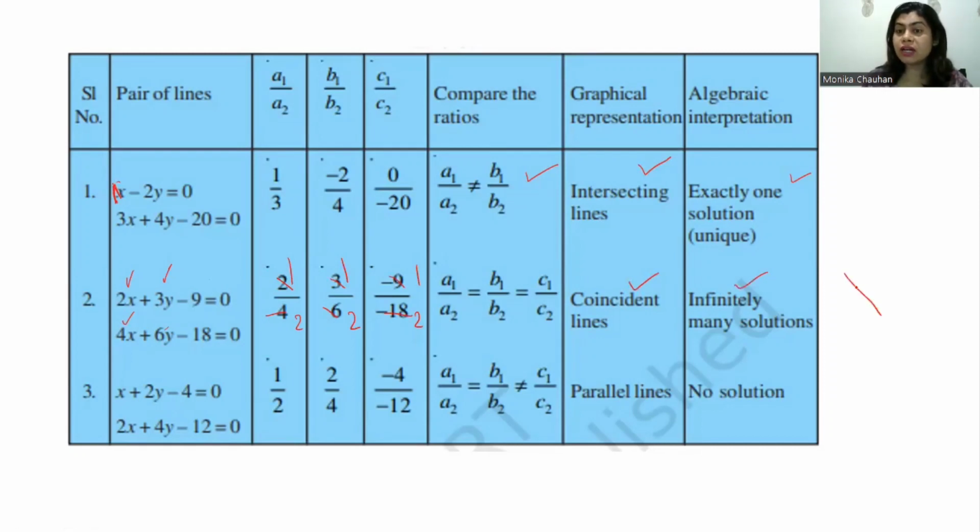One line lies on top of the other line. Okay, that is called coincidence. They're coinciding on each other. You'll get many solutions.